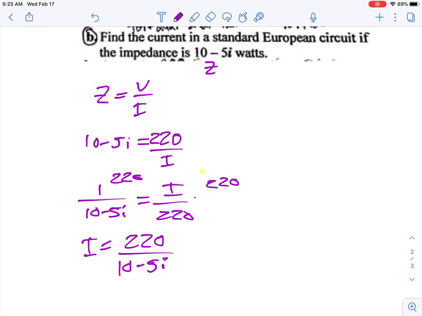Well, we know from our seminar, we can't leave an imaginary number in the denominator. So when you divide by an imaginary, you actually multiply by the conjugate. So we're going to multiply numerator and denominator by 10 plus 5i.